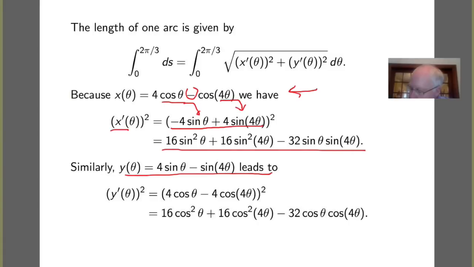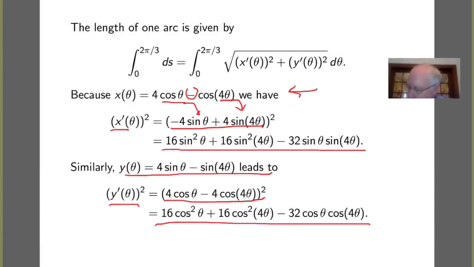Y of theta is very similar. Squaring the derivative gives us this expression. Remember, the derivative of sine is cosine. And then squaring that expression and doing the expansion leads to 16 cosine squared theta plus 16 cosine squared 4 theta minus 32 cosine theta cosine 4 theta.